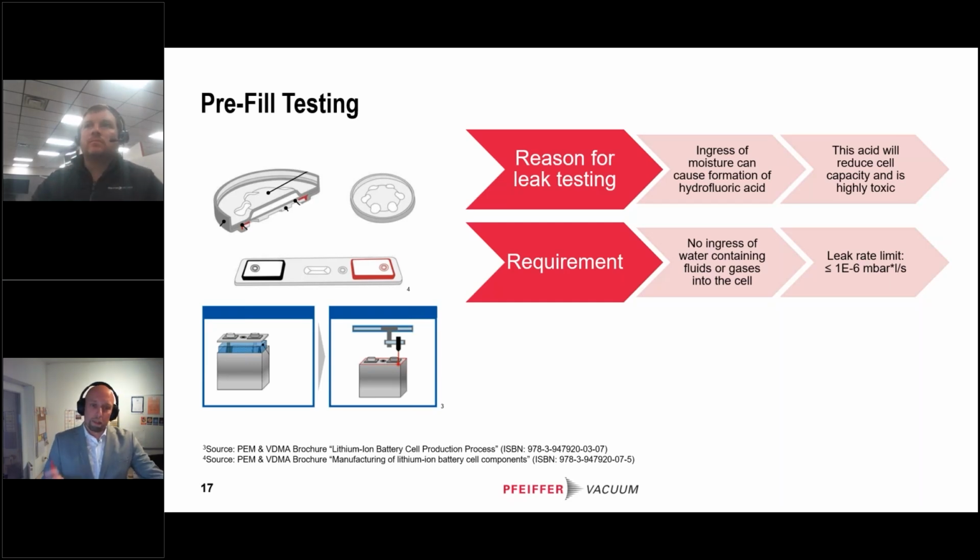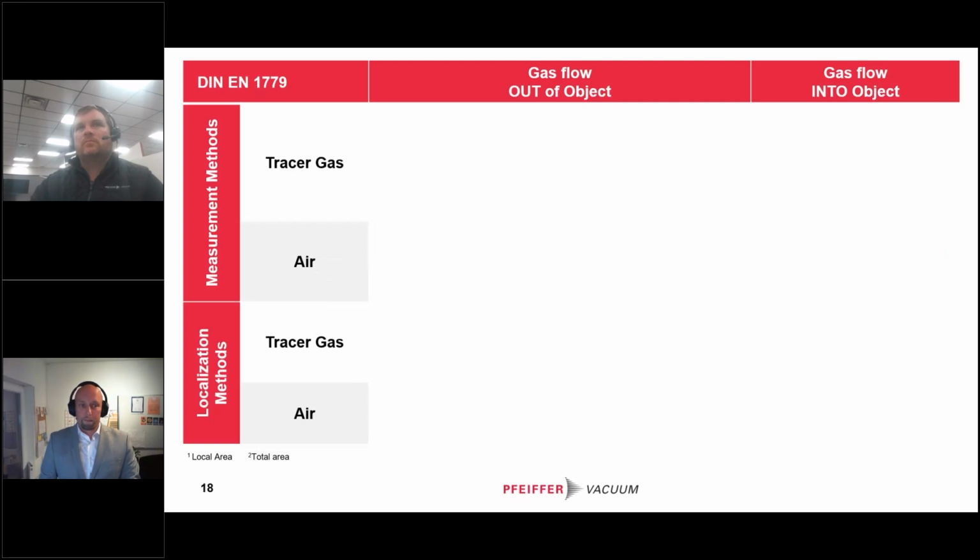Now I want to jump back a bit into this test recipe creation, which we mentioned before, and show you a chart where we mentioned the three things to consider. First, we have talking about the measurement method and the localization method differentiation, which are here the rows. Next thing was the gas flow direction. So shouldn't it enter your part, or should it go outside of your part?